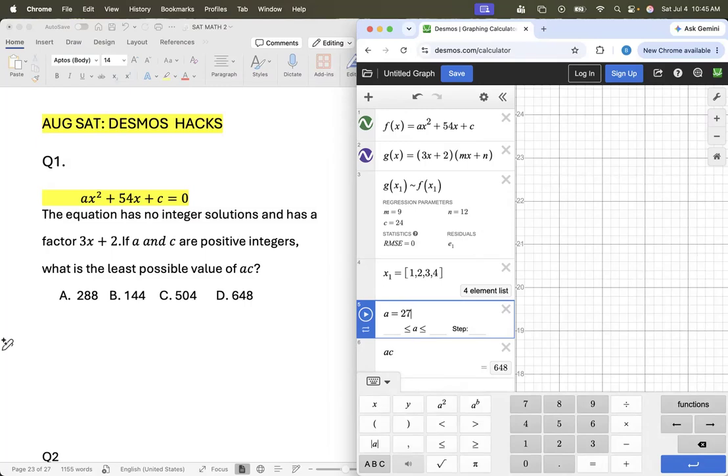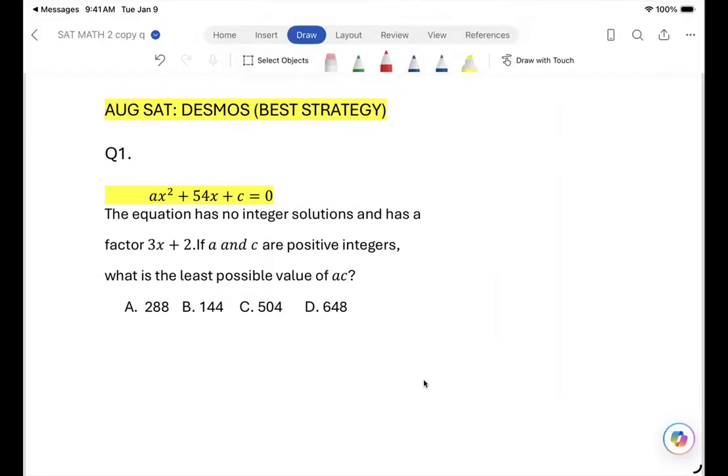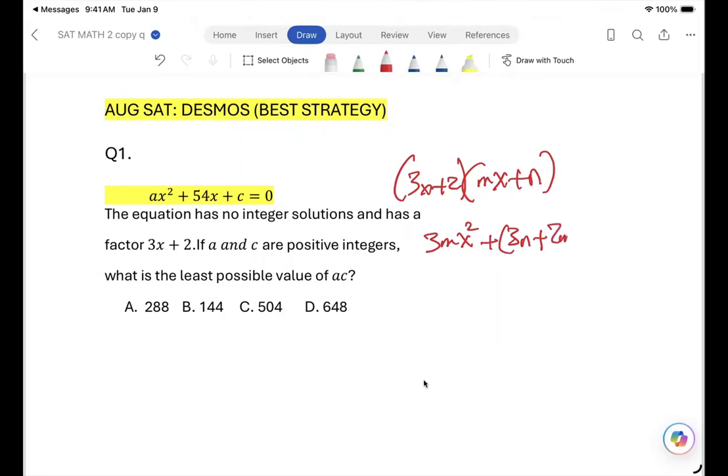There's another formula that you can apply with Desmos, and let me show you how to use it if you like that one. The next one, you got to start with algebra. We pick 3x plus 2 and mx plus n. You know, when you factorize, you're going to get 3m squared. You're going to get 3n plus 2mx. Then you're going to get 2n. This is your factors. Based on that, A is equal to 3m, right? C is equal to 2n.